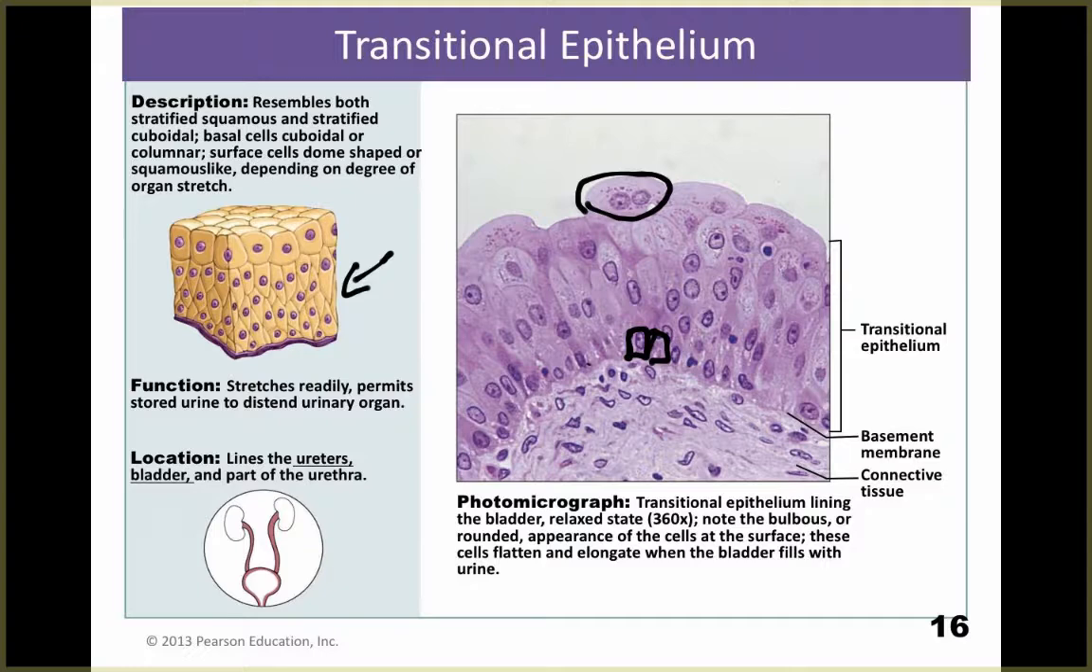The function here, and the reason why they have this really weird look, is because they stretch readily. You find them in the ureters, the bladder, and part of the urethra, where we're storing urine and distending, and then releasing it when urinating. So you have to have some give to allow those organs to increase in size as the bladder stores urine, and then to contract. That's why they slightly change their shape due to stretching.